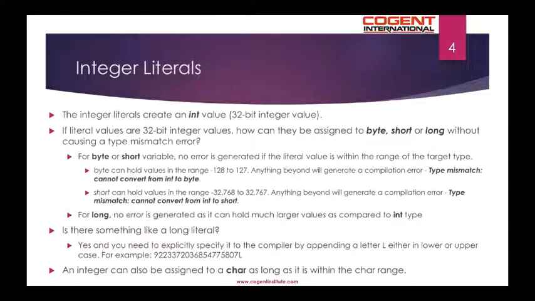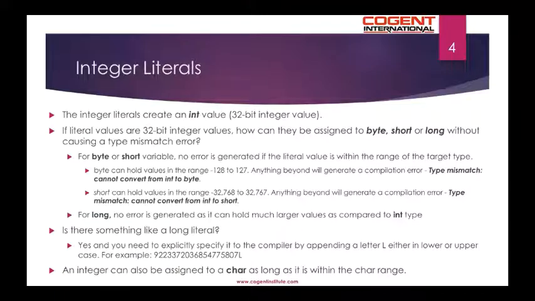So if the literal values are 32-bit integer values, how can they be assigned to byte, short, or long without causing a type mismatch error? For a byte or short variable, no error is generated if the literal value is within the range of the target type. A byte can hold values in the range -128 to 127. Anything beyond will generate a compilation error.